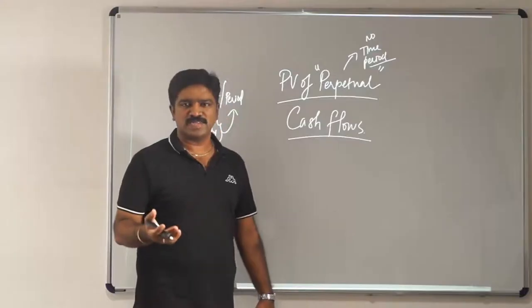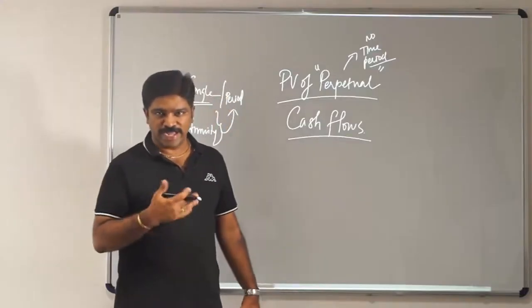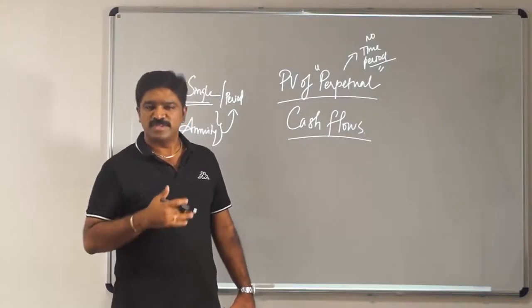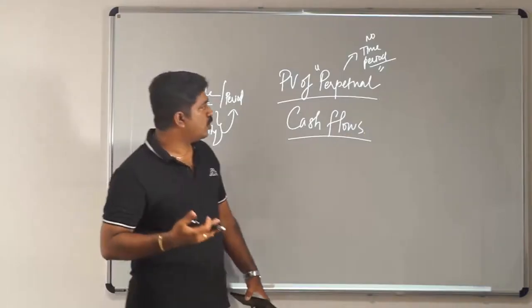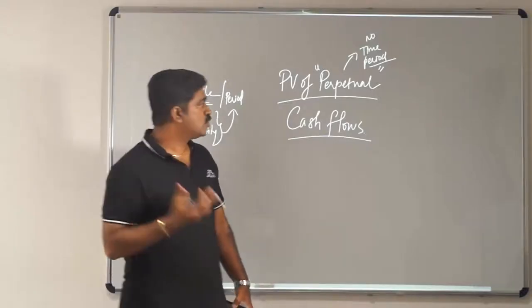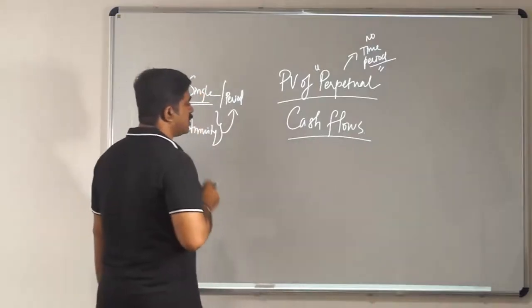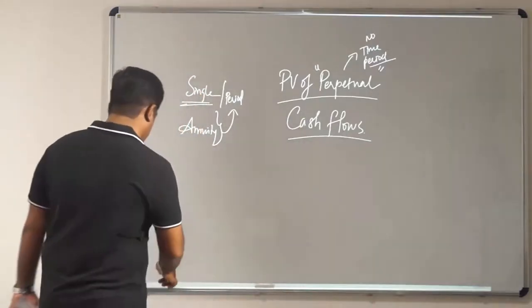If it is a 10 year cash flow, yes, we can find out using the formula, because our formula takes care of N, that is the time period. If it is 20, 30, fine. But what will you do with 100 years, 1000 years, infinite years? So how do you find out the present value of perpetual cash flows? That is our focus here.